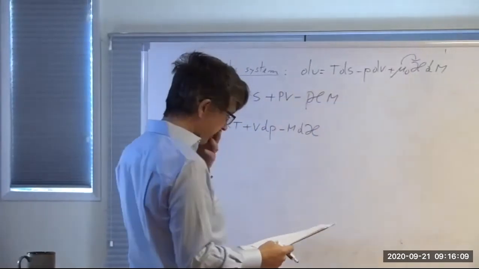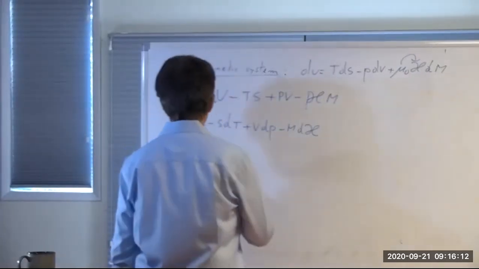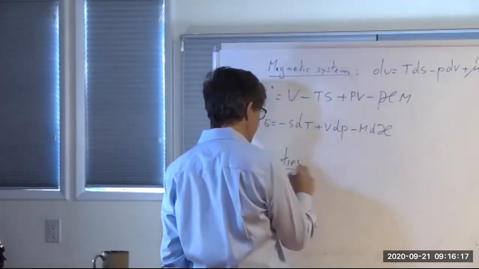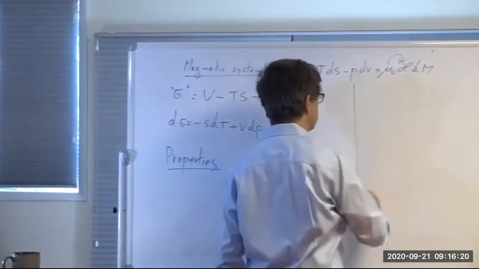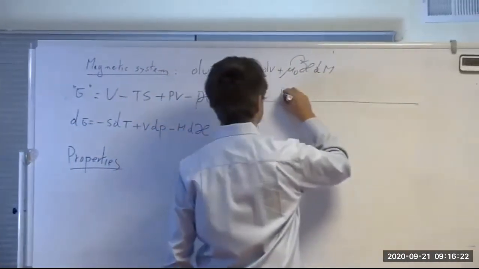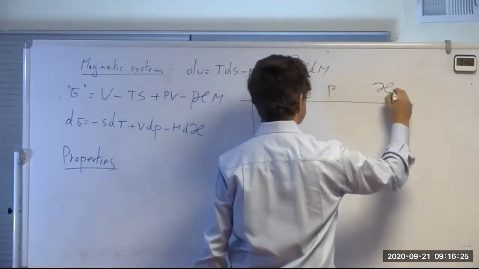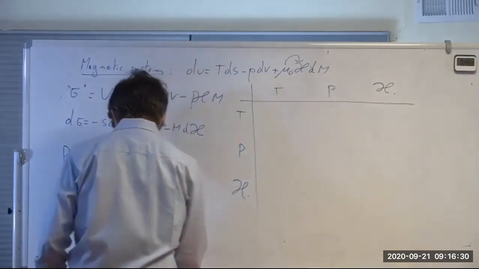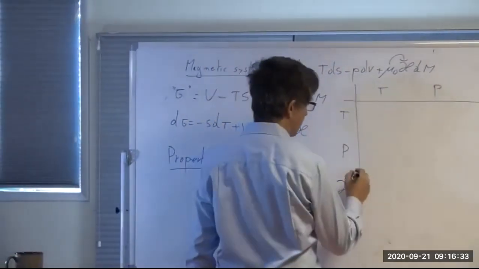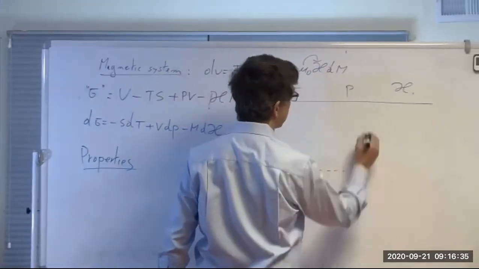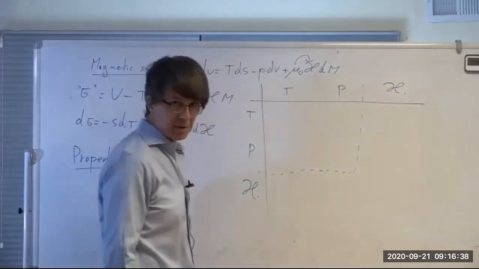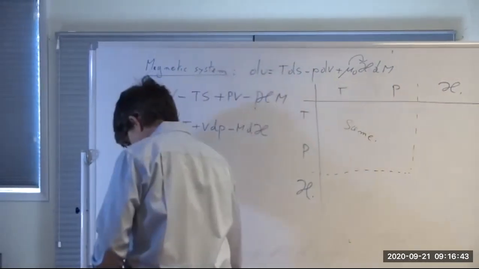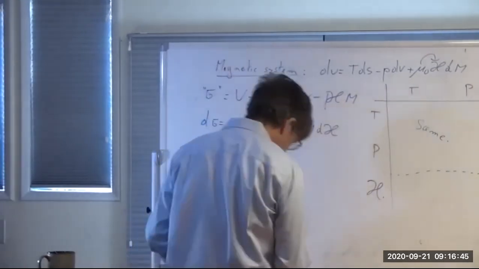Okay, so now let's figure out what the properties are. What are the properties of a system like this? Now I have three intensive variables: T, P, and H. The first ones, the ones with respect to T, will be the same, right? These are the same as before, except at constant H. So I'm not going to spend time on them now. But let's see what the new properties are, since some of them are kind of fun.